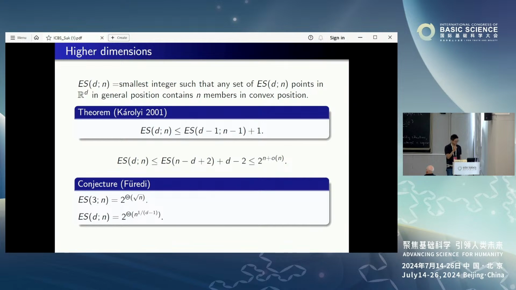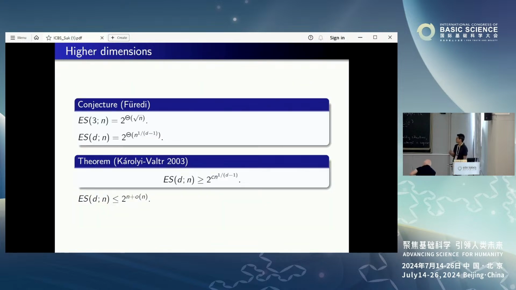Basically still wide. It's a fact that there are such quantities. So this was shown in 2003. Okay. This lower bound of 2 to the n to the 1 over d minus 1 is pretty weak. All we did was just project it down to this problem.